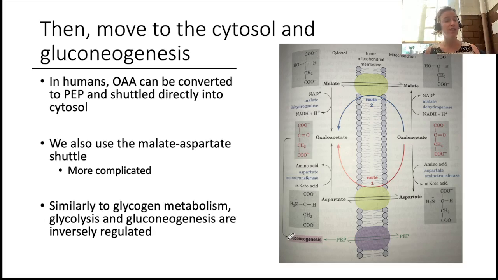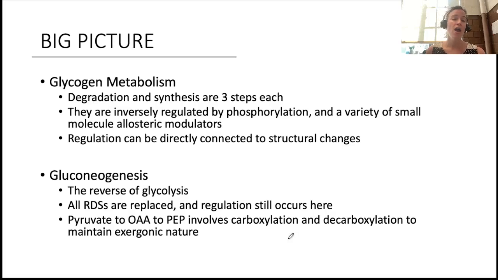And that wraps up our time together today, folks. We talked through glycogen metabolism. We went through the 3 steps of both degradation and synthesis, and we learned that they are inversely regulated by small molecules and covalent modification through phosphorylation. And we saw that regulation can be directly connected to structural changes in the tertiary structure.